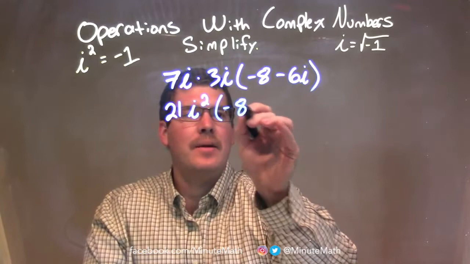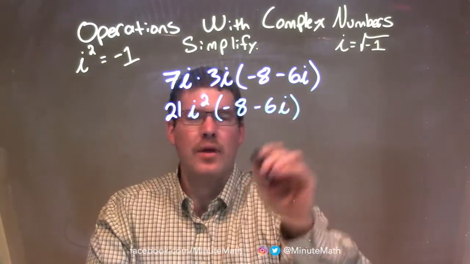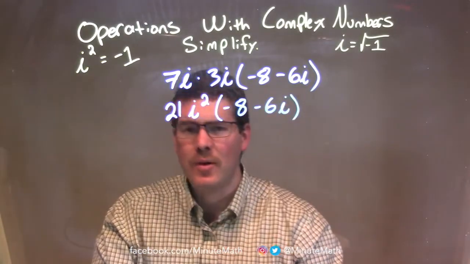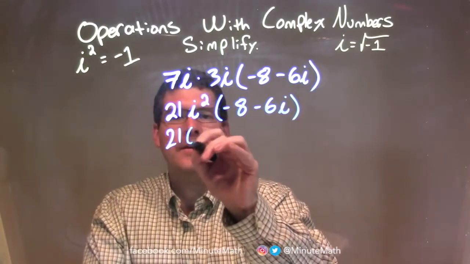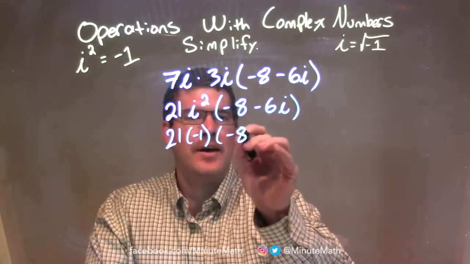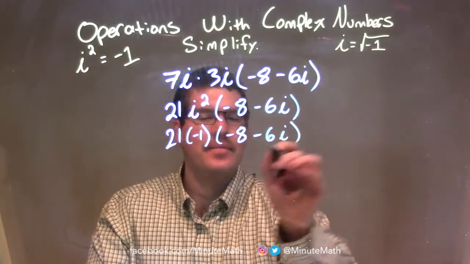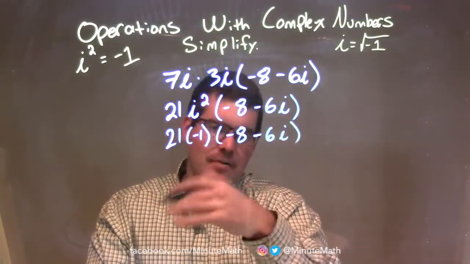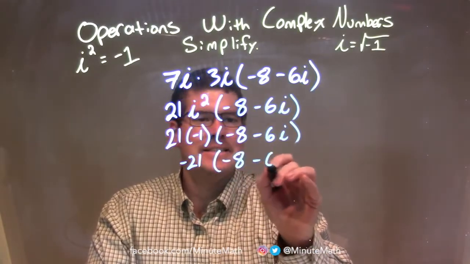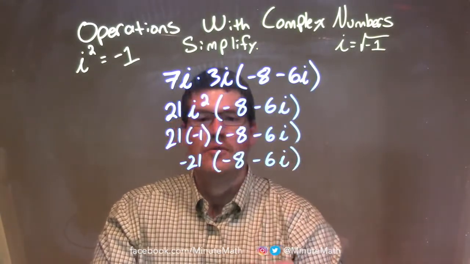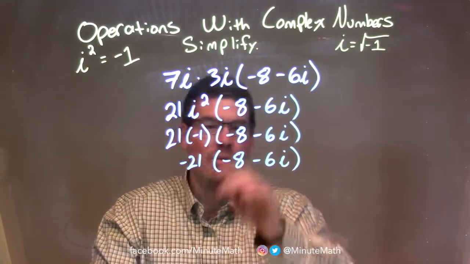Then we have a negative 8 minus 6i inside the parentheses. Well, i squared we know is a negative 1. We need to convert that. So we have 21 times a negative 1 times negative 8 minus 6i. Well, 21 times negative 1 is a negative 21. So we have negative 21 out here times negative 8 minus 6i. Okay. So now we can distribute that negative 21 inside.